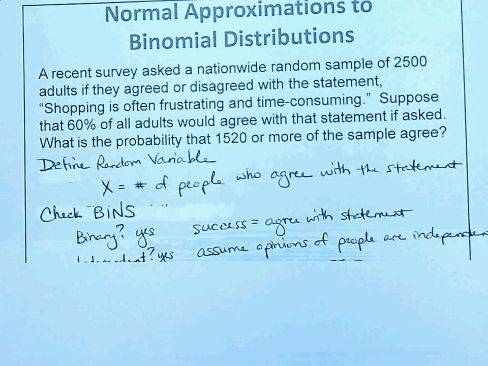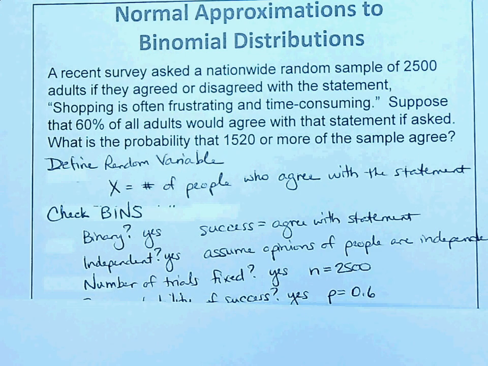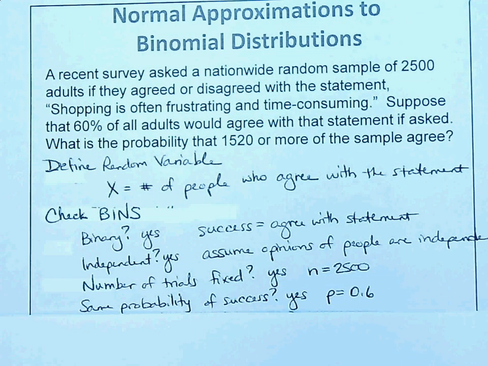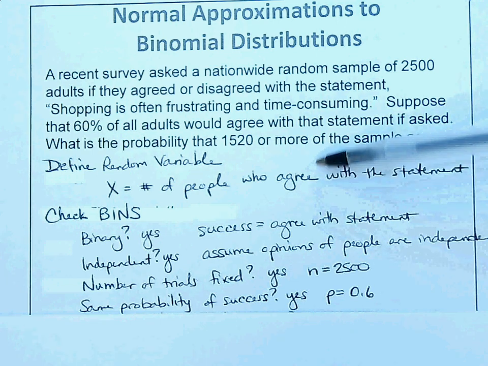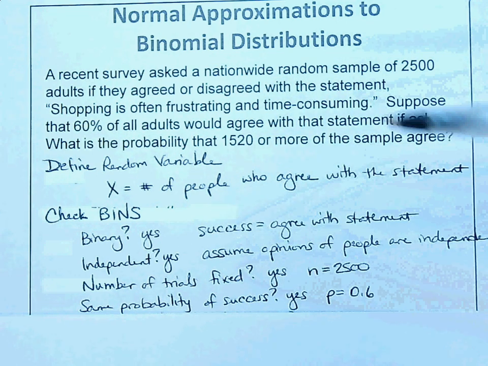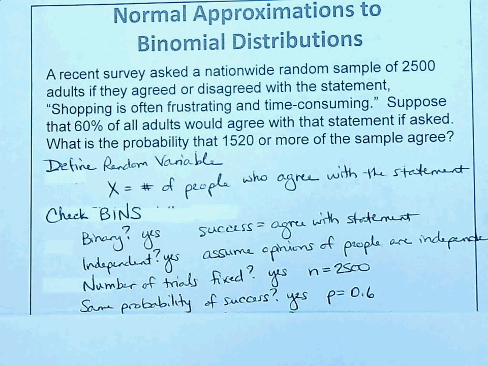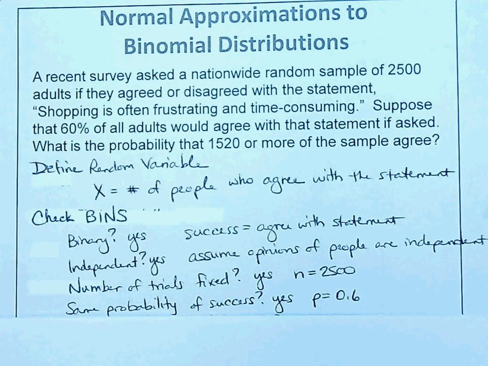So when I check the BINS, I go through and I say, binary, is it binary? Am I dealing with success or failure? And my answer is yes. Success being that they agree with the statement, failure being that they don't agree with the statement. Independent, again, yes, we're going to assume the opinions of people are independent. So as I choose one person and ask them how they feel, it would be independent of the next person that I chose.